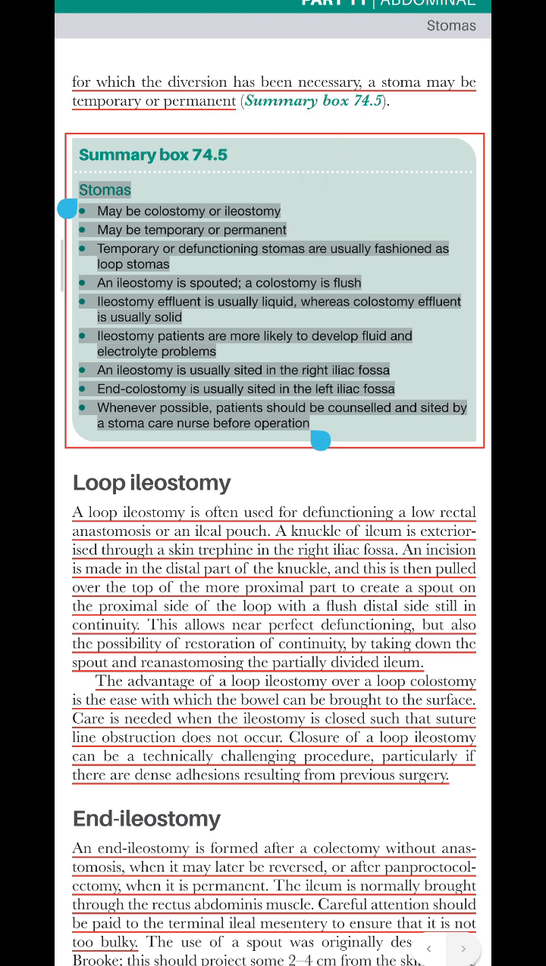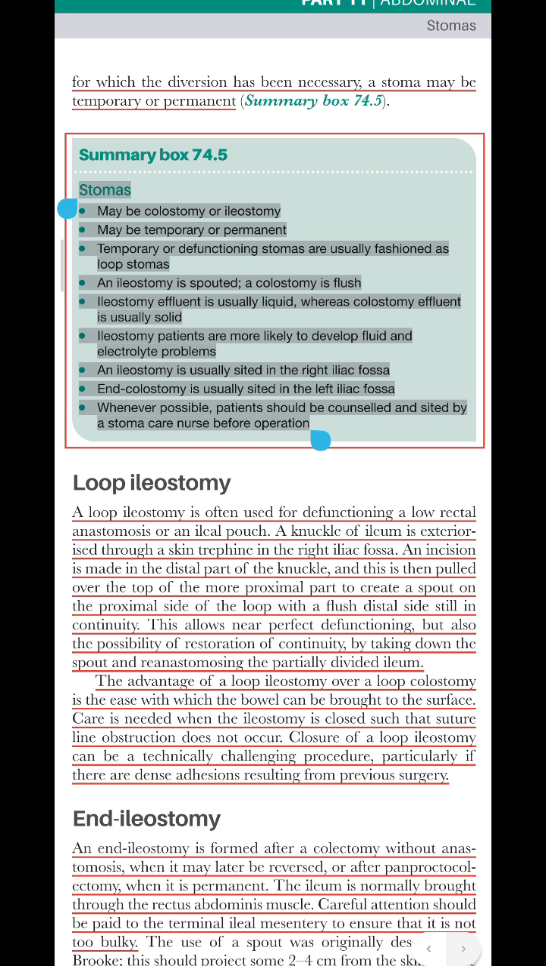Stomas may be colostomy or ileostomy. They may be temporary or permanent. Temporary or defunctioning stomas are usually fashioned as loop stomas. An ileostomy is spouted. A colostomy is flush. Ileostomy effluent is usually liquid, whereas colostomy effluent is usually solid.